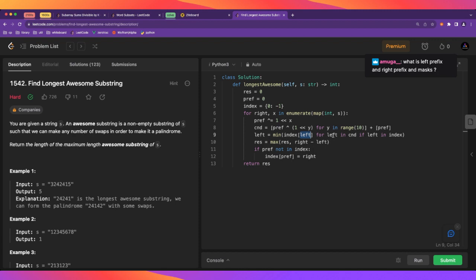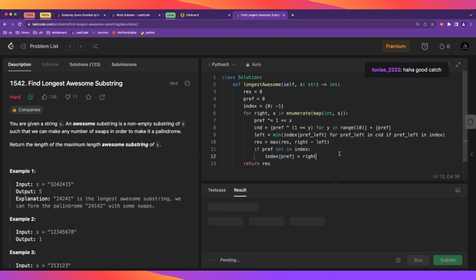Yeah, I guess it is a little... Yeah, it's wrong that I'm using left here, because this is a mask actually. So this should be called something like pref left. Right? Because I should not confuse the mask with the index. I mean, it worked, of course, but I think this is clearer.